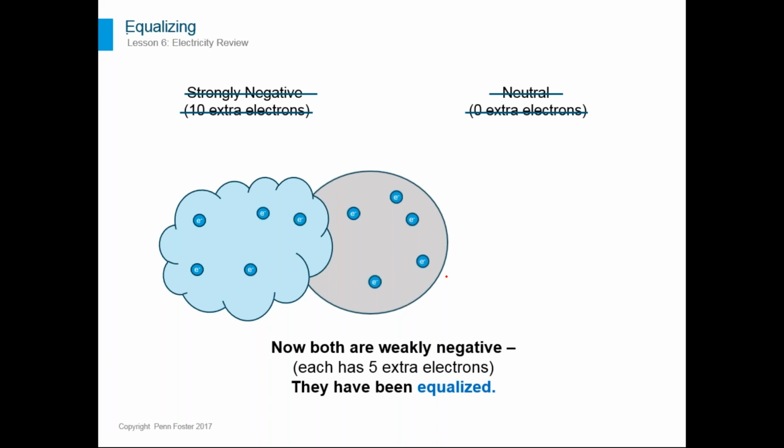So in this example, both of them now have a charge. They have a weak negative charge. It used to be at the beginning that the cloud over here had a strong negative charge. It had negative 10, and the circle had 0, but now it's been evened out. So now they both have negative 5. So the word for that is equalized. They both still have a charge, but it's less of an extreme difference than it was before.